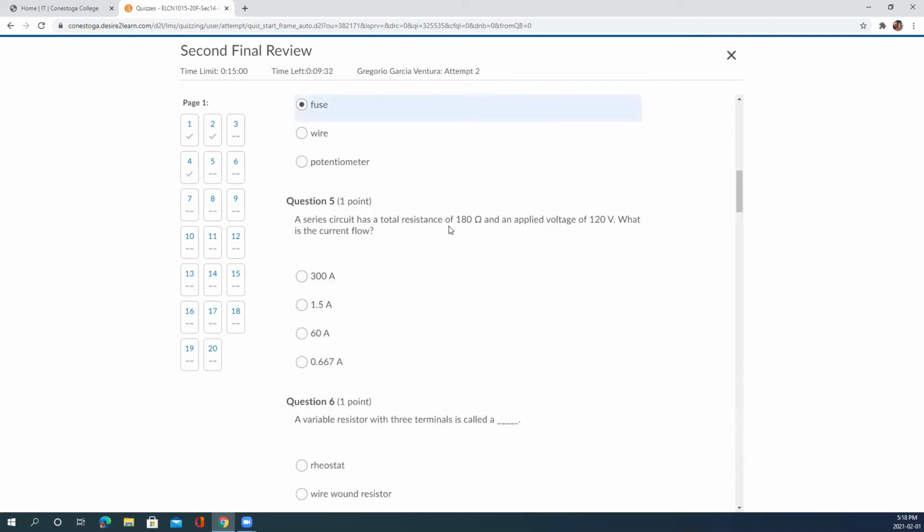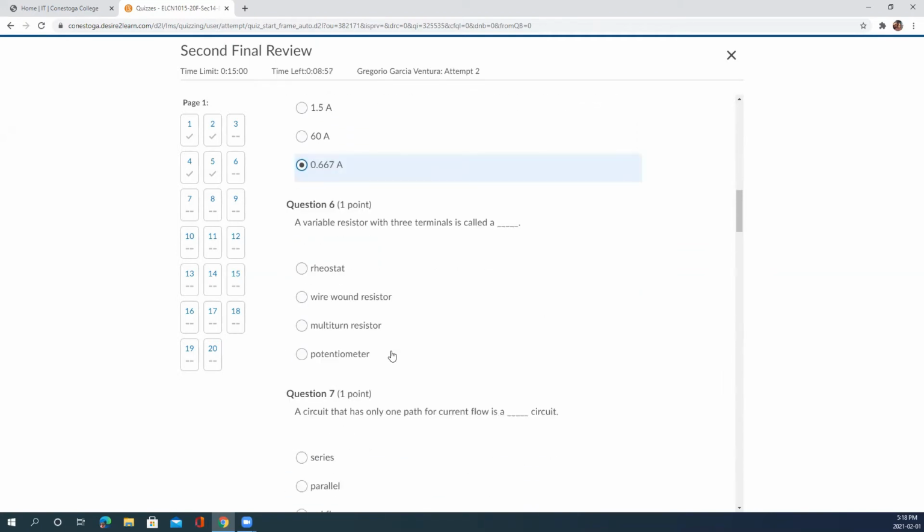A series circuit has a total resistance of 180 ohms and an applied voltage of 120 volts. So we know from Ohm's law that in order to find our current, which is the variable that we want to find, we have to divide our voltage by the resistance. In this instance, we have the 120 divided by 180, and it's very obvious that the answer should be 0.667 amps, which is 667 milliamps.